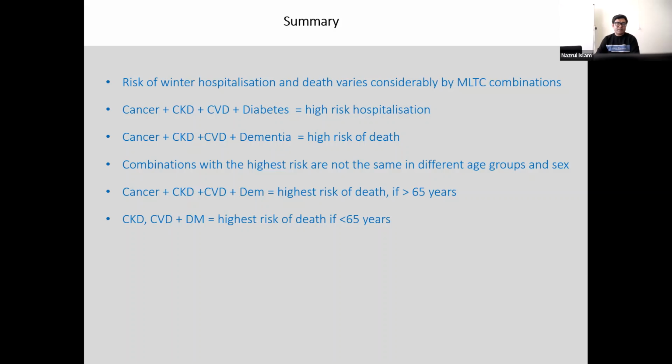Obviously, the risk for different combinations was not exactly identical across different socio-demographic strata. We did some analysis by age as well. Apparently, for above 65 years, it was cancer, CKD, CVD, and dementia, as expected. However, quite surprisingly, diabetes mellitus came in for people below 65 years of age. We are now examining in more detail the incidence of these diseases in the younger population at the moment.